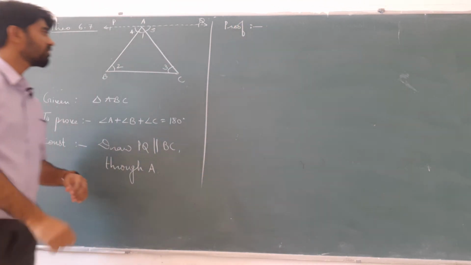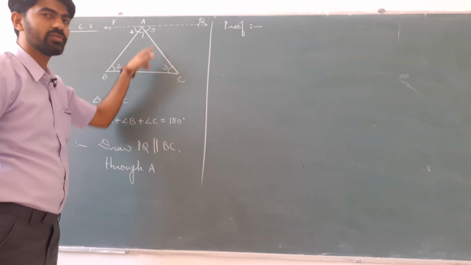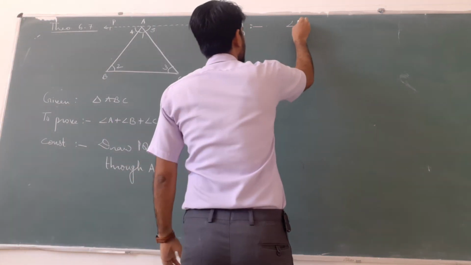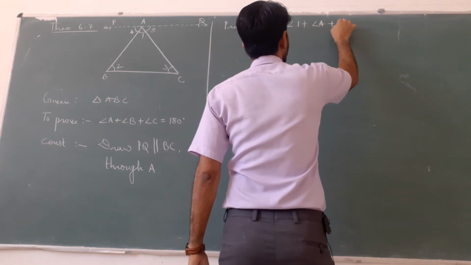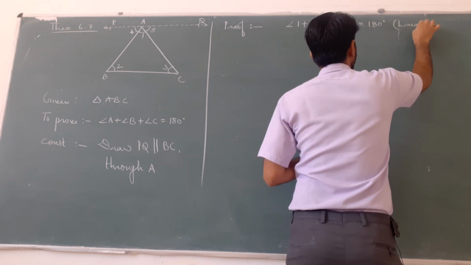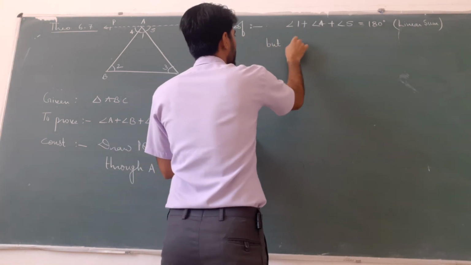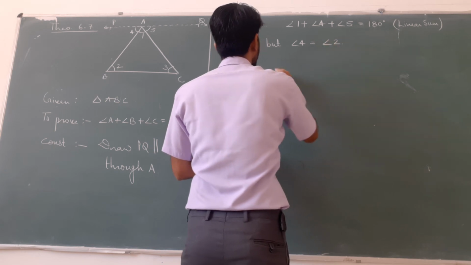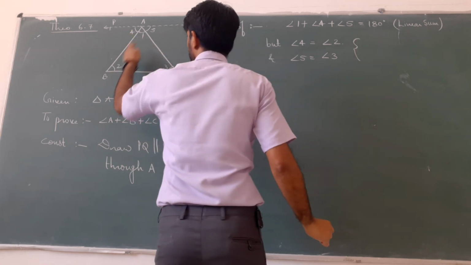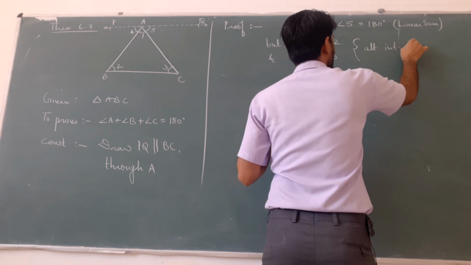See, angle 4 and angle 2 are equal, alternate interior. 5 and 3 are equal, alternate interior. Sum of all 3 is 180 degree. Now angle 1 plus angle 4 plus angle 5 is equal to 180 degree. Why? Because it is linear sum. But angle 4 is equal to angle 2 and angle 5 is equal to angle 3. Reason why? 4 equal to 2, 5 equal to 3. Same reason, alternate interior angles.